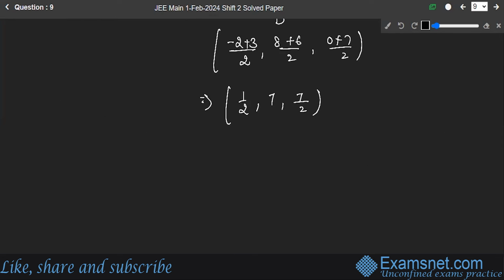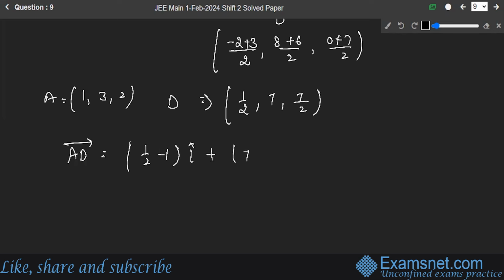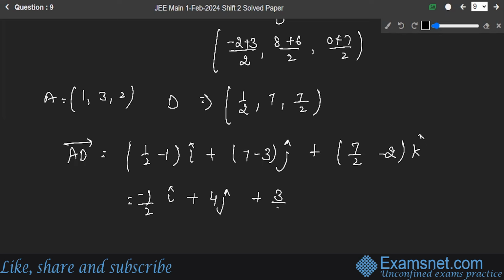Now, what will be the AD vector given by? This is your D point, and the A point was equal to (1, 3, 2). So the AD vector will be given by (1/2 - 1) i cap, (7 - 3) j cap, (7/2 - 2) k cap. This will be -1/2 i, 4 j, 3/2 k.